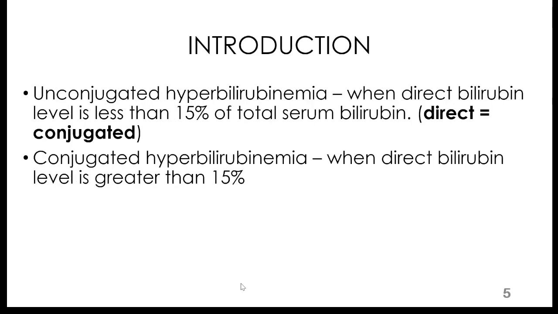Now, we should note that when we say bilirubin is direct, we mean that it is conjugated, right? Because there's a classification system for hyperbilirubinemia, which may be either conjugated or unconjugated hyperbilirubinemia. Conjugated hyperbilirubinemia is when the amount of direct, that is conjugated bilirubin in the blood is greater than 15%. If it is less than 15%, then we say the patient has unconjugated hyperbilirubinemia.